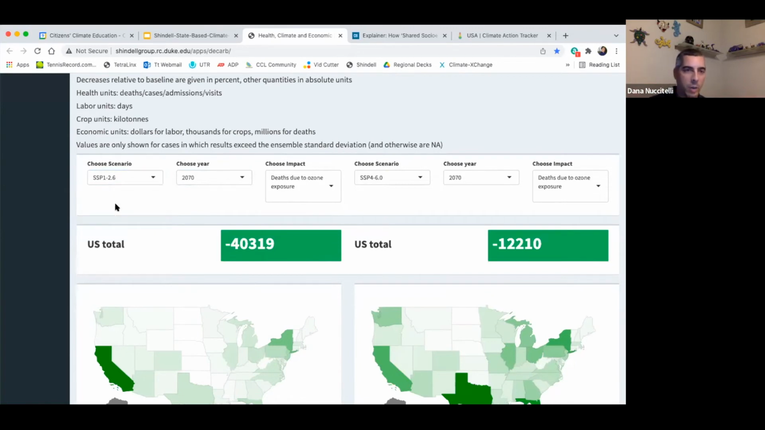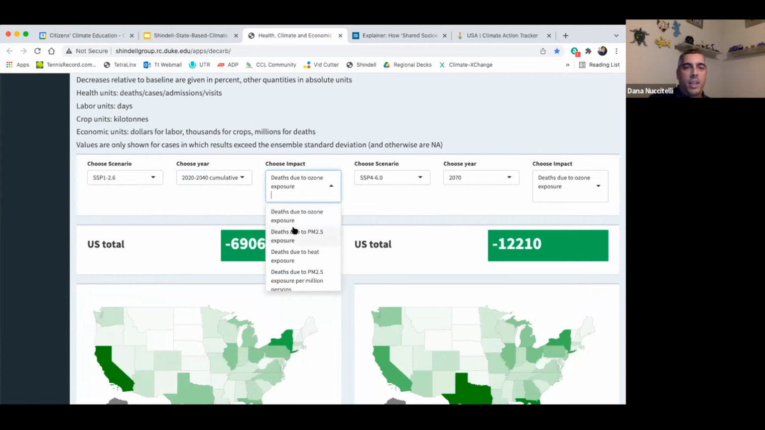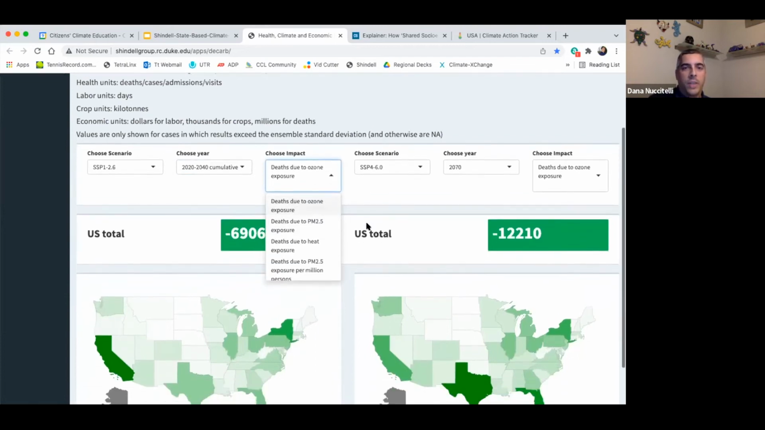So that's a scenario I want to look at. And then the year I usually want to look at, you can pick a specific year, or there's a couple of cumulative options. I usually like to look at the 2020 to 2040 cumulative, because that's telling me what these health benefits and crop benefits are over the next 20 years, totaled up, if we take this path towards meeting our targets. And then the third one is you can choose all the different impacts that are in the study.